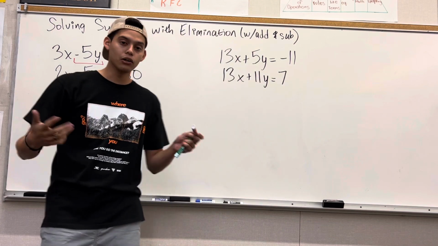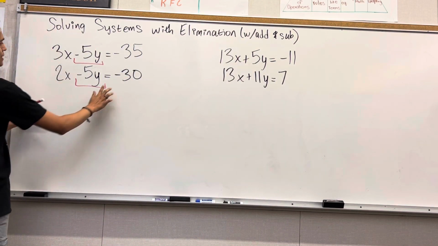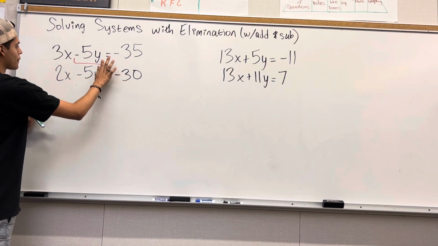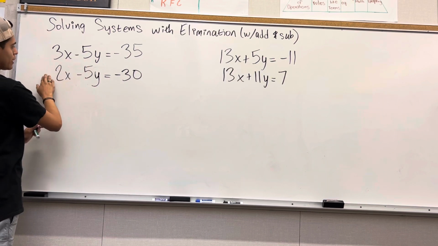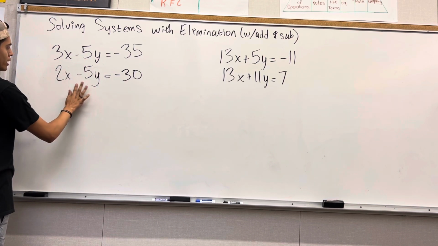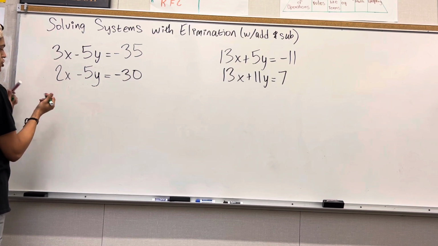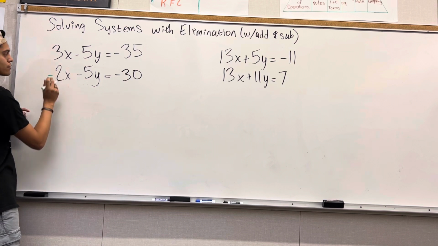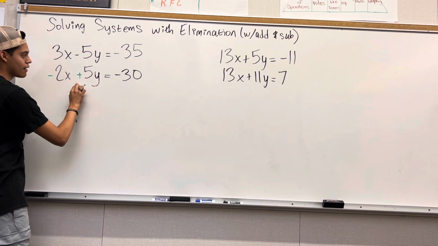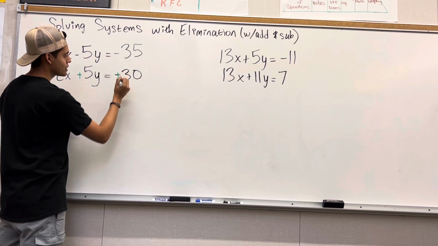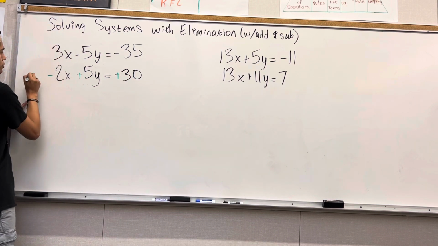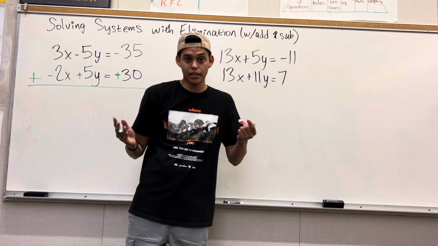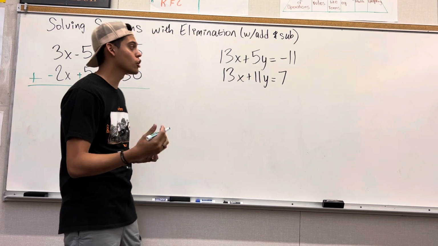Now I'm going to show you guys how to do it. So basically we're going to be changing these subtraction problems into a type of addition problem, and I'm going to show you how. So what we're going to be doing is multiplying this bottom equation by -1. And what that really means is just changing the sign of every single term in this bottom one. So we're going to change this 2x to -2x, this 5y to positive 5y, and this -30 to positive 30. And then we can do addition. So we're basically changing subtraction into addition. That is the basis of how I want you guys to solve these problems.